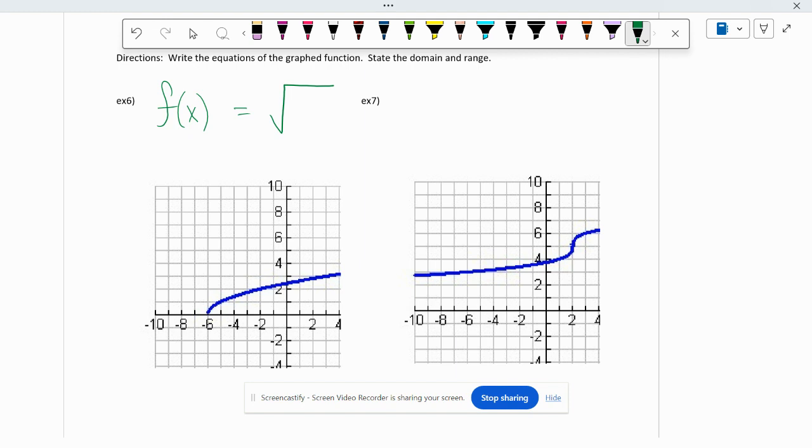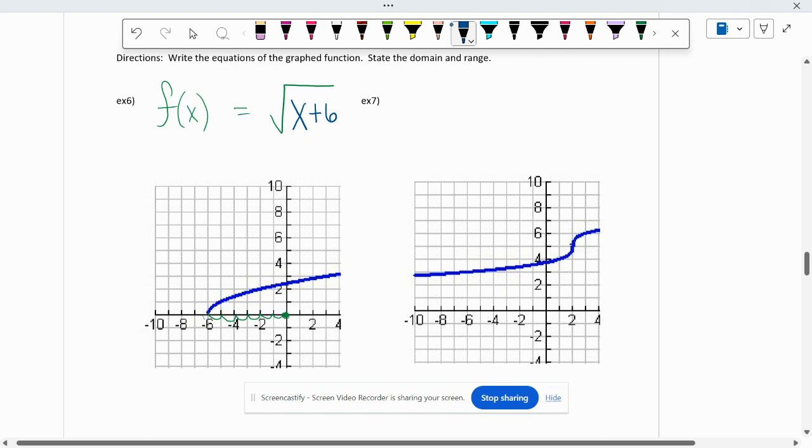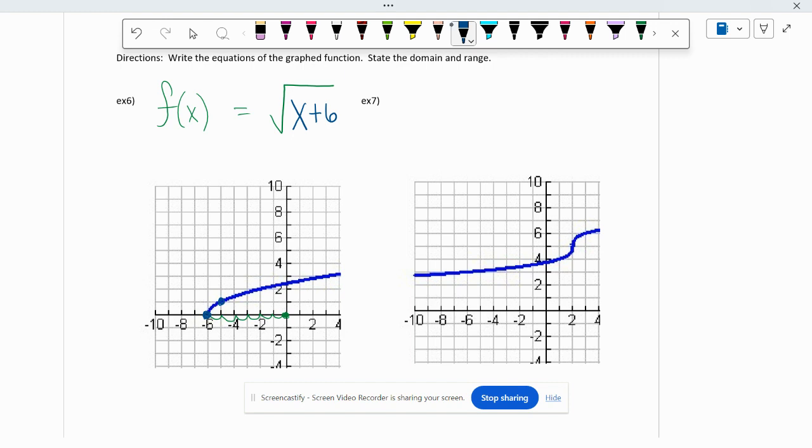So let's see. Typically I start at the origin 0, 0, and I'm starting 1, 2, 3, 4, 5, 6 units to the left. Well, if I move to the left, that means I actually add plus 6. So that's going to look like x plus 6 on the inside. Let's see. If I have a new starting point and I go to the right 1, up 1, do I hit those?